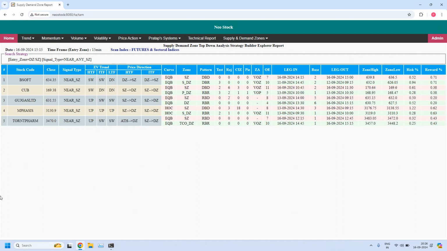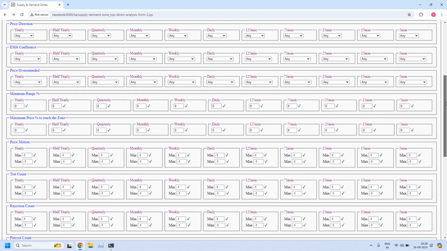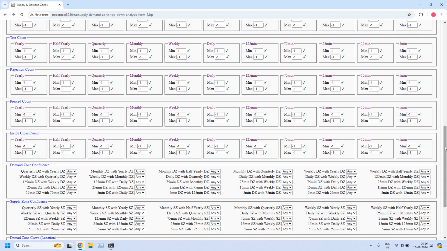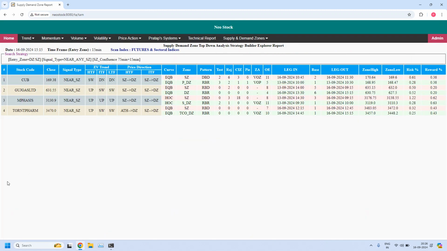Let's verify how many of these stocks are having ITF supply zone confluence. That is 15 minute supply zone with 75 minute supply zone confluence. So I am enabling 15 minute supply zone with 75 minute supply zone filter. Now let's verify. 4 stocks out of 5 are having ITF supply zone confluence.